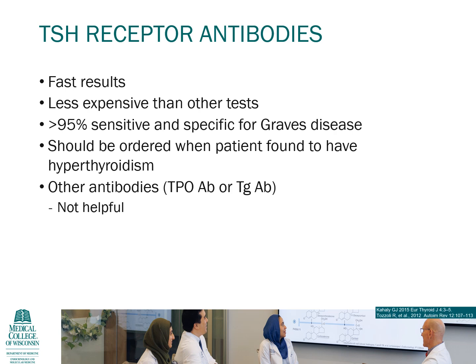If those are positive, that's diagnostic for Graves' disease. You don't need any other testing, and you can move on to treatment. If those antibodies are negative, then additional testing may be needed. So other antibodies like TPO antibodies or thyroglobulin antibodies, they are not helpful. But if you do see someone with hyperthyroidism, get the TSIs, and that, if they're positive, is the diagnosis of Graves' disease.